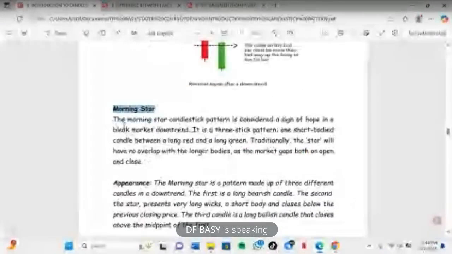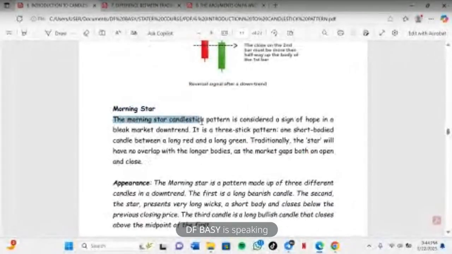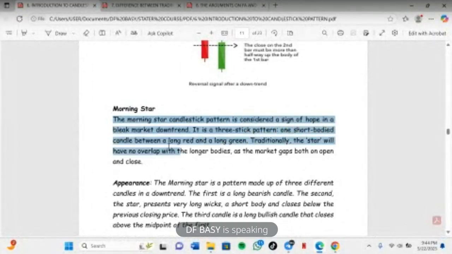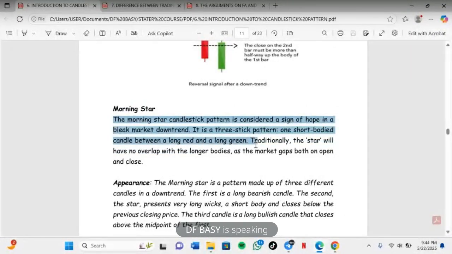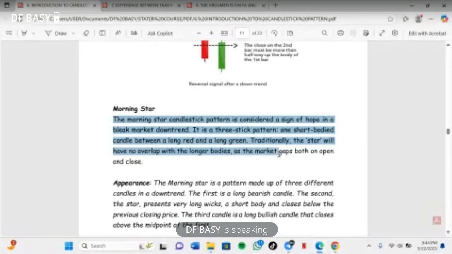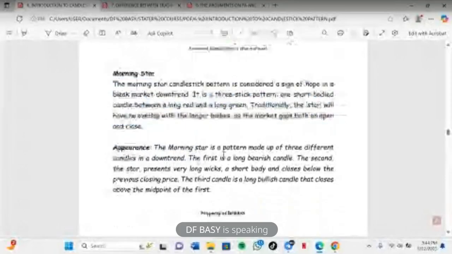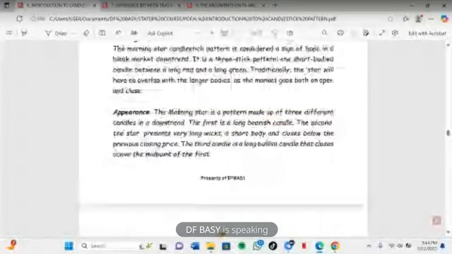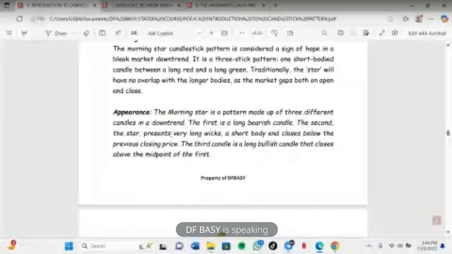The next candlestick pattern we're talking about is the morning star, right? The morning star is a candlestick pattern that is considered to be a sign of hope in the bleak market downtrend. It is a three candlestick pattern. One is a short bodied candle between the long red and the long green candle. Traditionally, the star will have no overlap with the longer bodies and the market gaps both on the open and close, right?